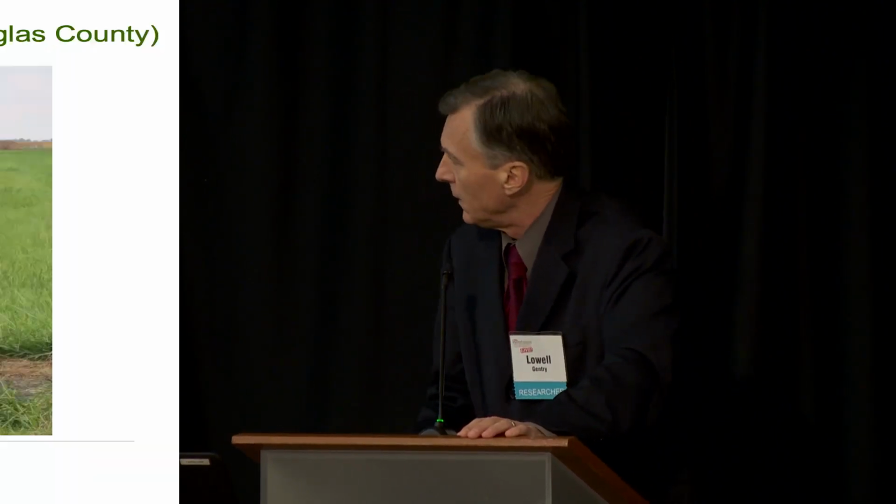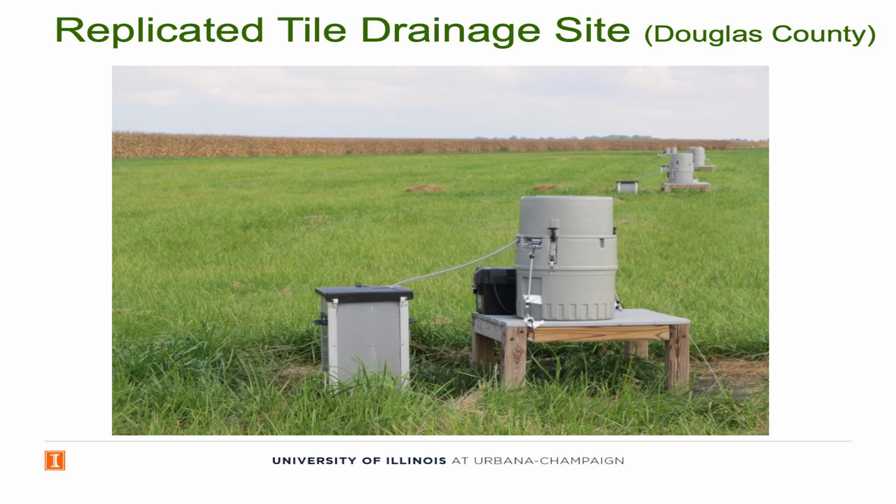So moving to our replicated tile drainage site in Douglas County to try and test ways of reducing tile nitrate loss with various systems. This is our setup where we have an agri-drain structure that intercepts the tile line itself so that we can get samples out. Automatic water samplers are there on tables, and everything is mouse-proofed because mice are a real problem.